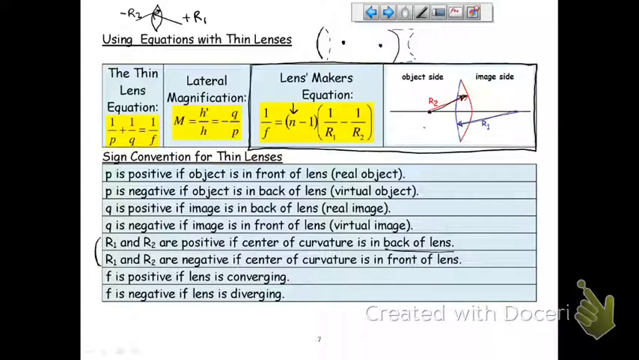So if you take something you're very familiar with, like the typical converging lens, and you commit to memory that R1 is positive and R2 is negative, you can kind of figure out the rest from there. Or you remember this, one way or the other. Okay? So let's do an example.